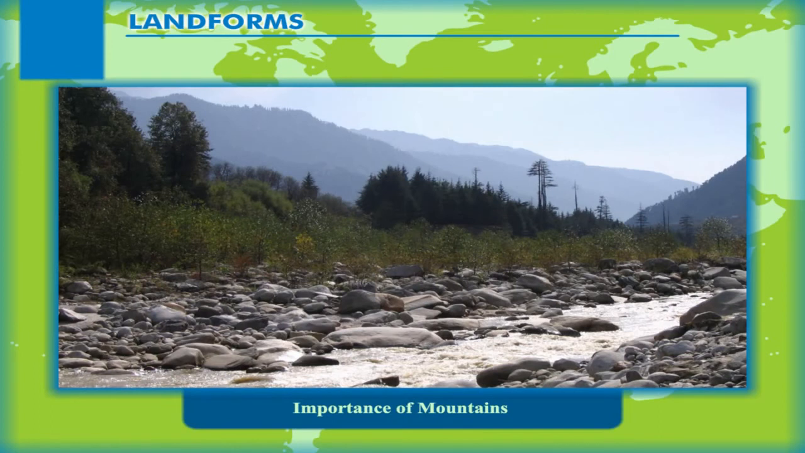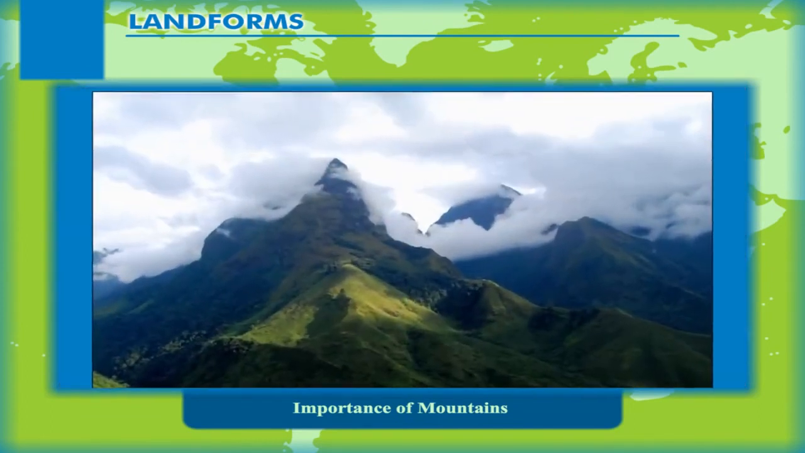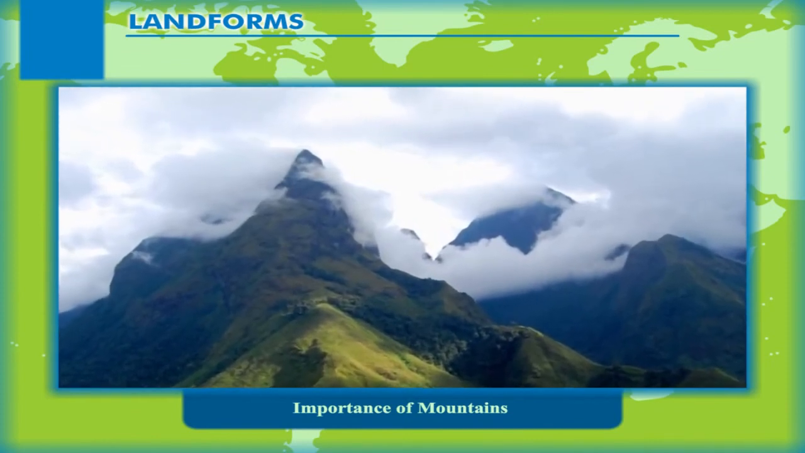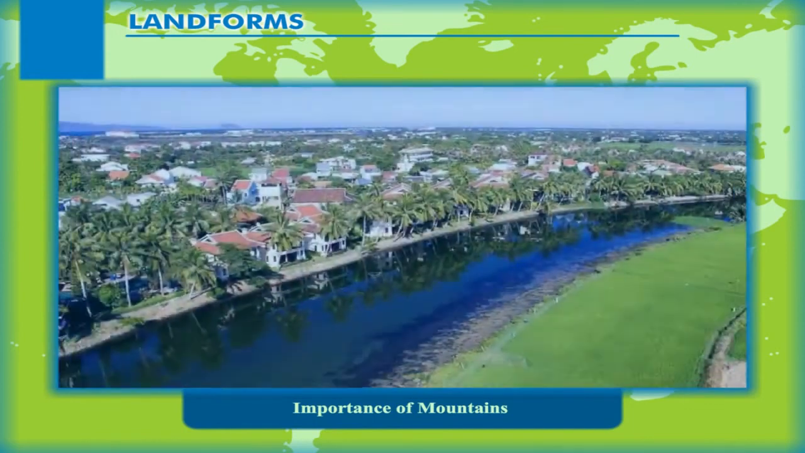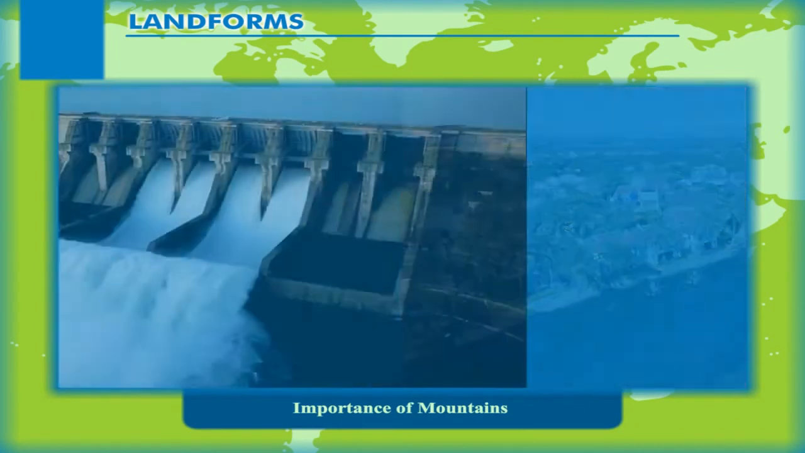Importance of mountains. Crores of people living in lowlands benefit from mountains. Mountains are the sources of both major and small rivers on Earth. Mountains also play an important role in the water cycle because they capture moisture from the atmosphere and release it in the form of snow or water, which is essential for industries, settlements, and agricultural activities downstream.